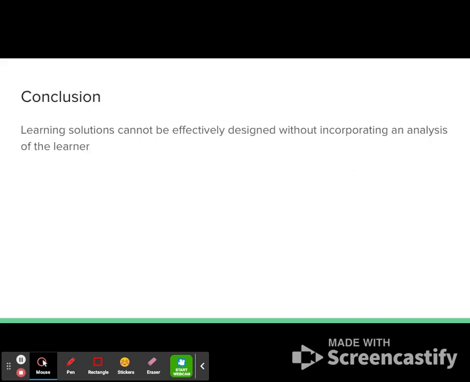In conclusion, learner analysis is a critical concept in instructional design. Effective solutions cannot be effectively designed without first incorporating an analysis of the learners. By taking the time to understand the target audience, their needs, and the context in which the learning will take place, we can design learning solutions that are effective, engaging, and efficient.